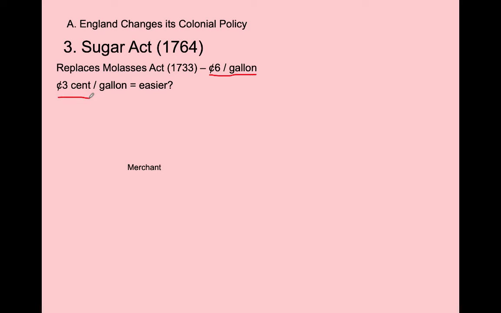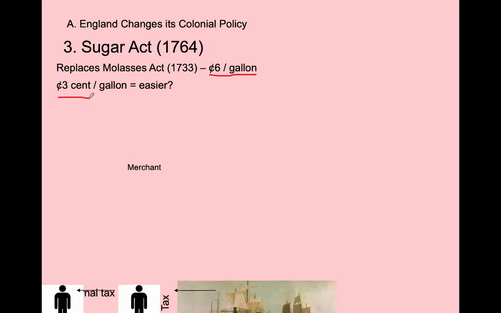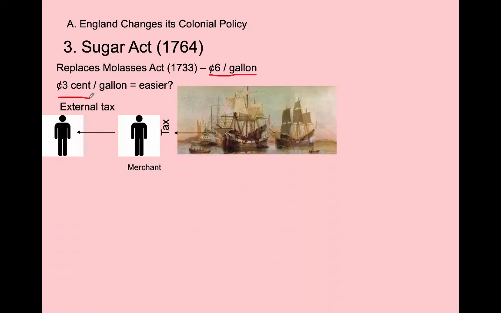And so we have two different people who are looking at this issue from two completely different sides. England thinks it's a good tax that's fair. The colonists think that it's not a good tax that is raising their taxes. And so we're going to have some friction over this. So what this is, it's known as an external tax. So let's talk about where this tax is going to get collected.